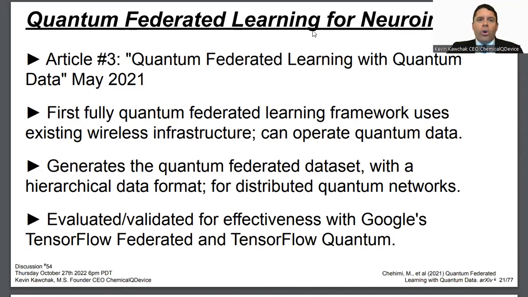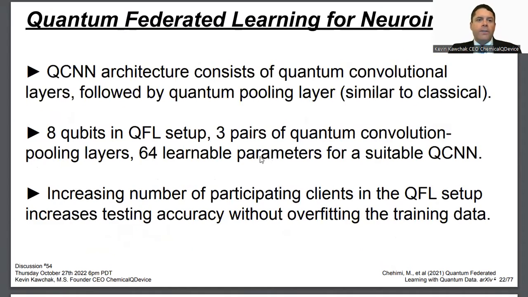Now, in this third article, this is also a QFL for neuroimaging, and in specific, they're saying this is from 2021. It's a bigger paper, and they're saying it's the first fully quantum federated learning framework using existing wireless infrastructure. Now, keep in mind, they didn't actually transfer qubits. It's just other types of quantum technologies. And then they also use Google's TensorFlow Federated, and TensorFlow Quantum in this case for effectiveness.